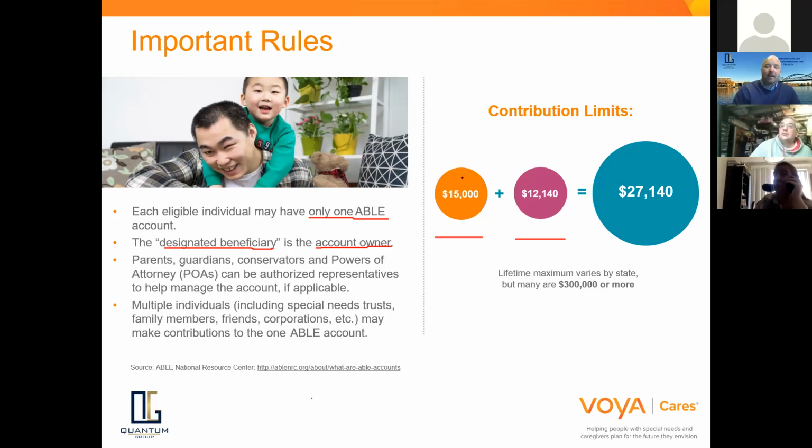we have a client that has an ABLE account that's been set up, and he works at Quick Trip part-time. If you work, you're able to put an additional just over $12,000 into the account. But the caveat there is you cannot be participating in the retirement account program for that company. So our client who has a Quick Trip job, if he participates in the Quick Trip 401k, then that $12,140 is not available to him to put into his ABLE account.